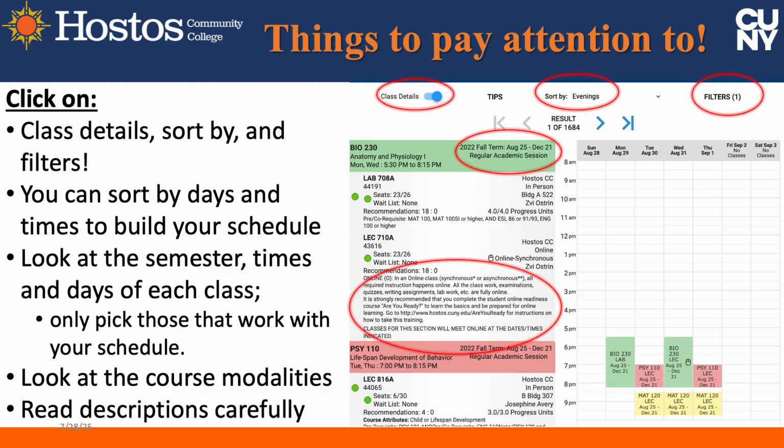You have arrow buttons here that say results one of, and then there'll be a number. So click on this blue arrow, and each time you click on the blue arrow, the results change, the schedule changes, and you'll be able to see different options. I always tell students, if you see a class that you like, you click on it and you pin it down. If you don't like it, you move on to the next one.